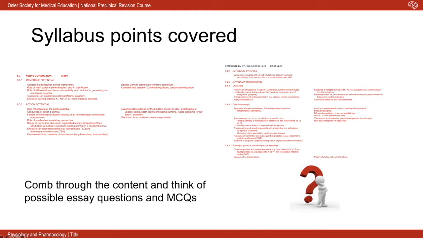So here's a slide which details the syllabus points that this revision lecture aims to address. One thing I would highly recommend is, as you comb through the content, think of possible essay questions for Part B and also potential focal points for the MCQs in Part A. Additionally, try and think about how the disruption of action potentials and resting membrane potentials potentially manifest in pathology. For Part A MCQs, it might be helpful to incorporate some of the questions into Quizlet flashcards, Anki decks, or whatever method or platform works for you.